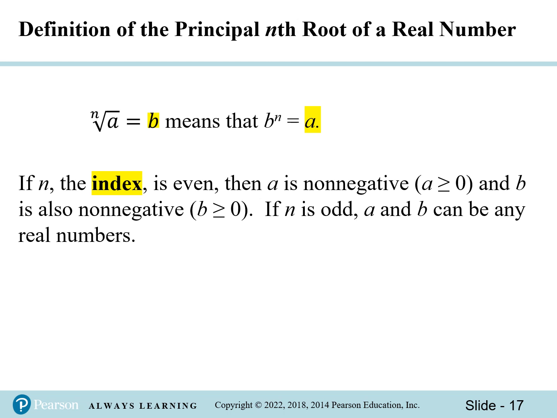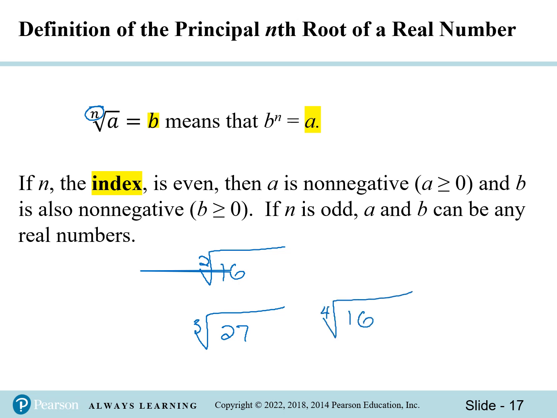Okay, so n right here is called the index. It has to do with what type of root we're taking. Square root technically has an index, we just never write it. The index is 2, but if we put a 3 here, then we're talking about the cube root. If we put a 4 there, then we're talking about the 4th root, etc. So cube root is what times itself 3 times. The 4th root is what times itself 4 times.